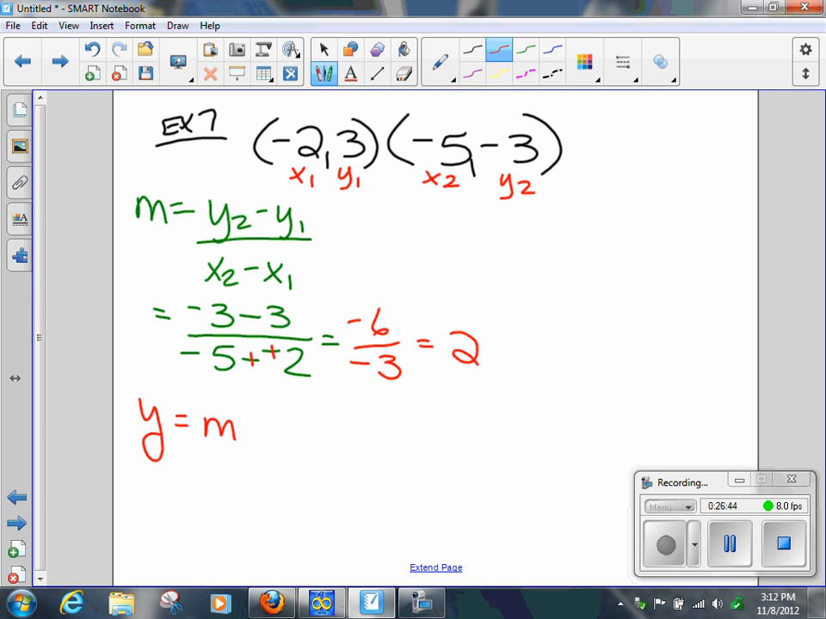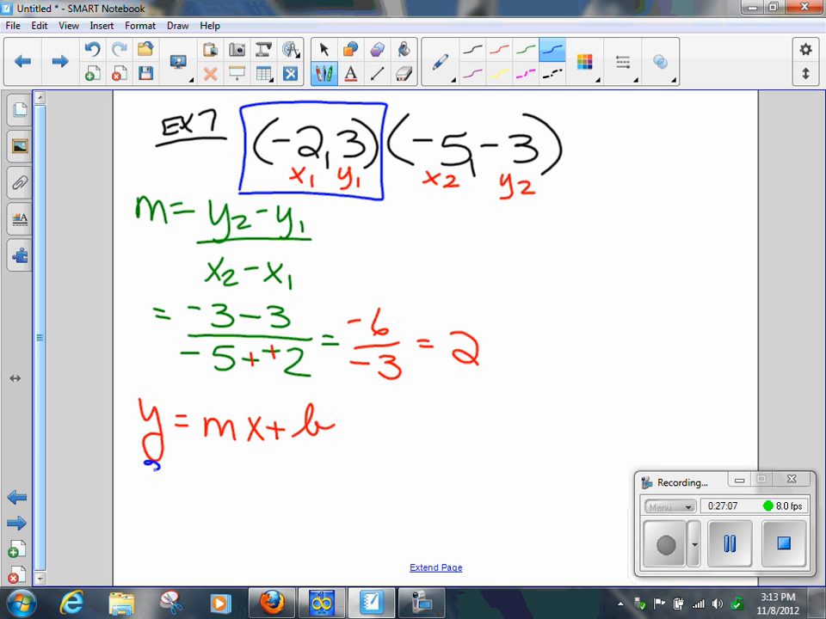Y equals mx plus b. If you got this problem wrong, you need to correct your notes. You don't ever want a problem wrong in your notes. Here we go. We got to pick a point. Which point are you going to choose? The left one. Why, Cody? It only has one negative and they're smaller numbers, aren't they? Okay.